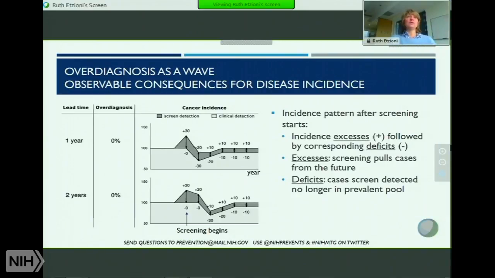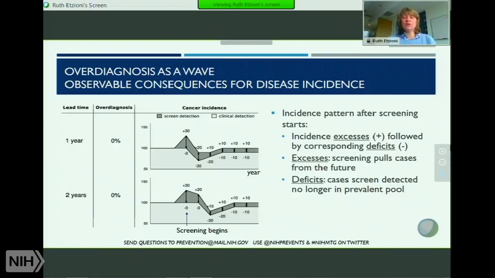Now, the thing about overdiagnosis and screening in general is that even though it rests on something unobservable, it has observable consequences. Screening has observable consequences, and these can help to inform us about overdiagnosis, about what lies beneath. So here I'm showing the pattern of disease incidence with the introduction of a screening test. And there are two panels. They have two different lead times. In the first panel, the lead time is 1 year, and the second panel, the lead time is 2 years.